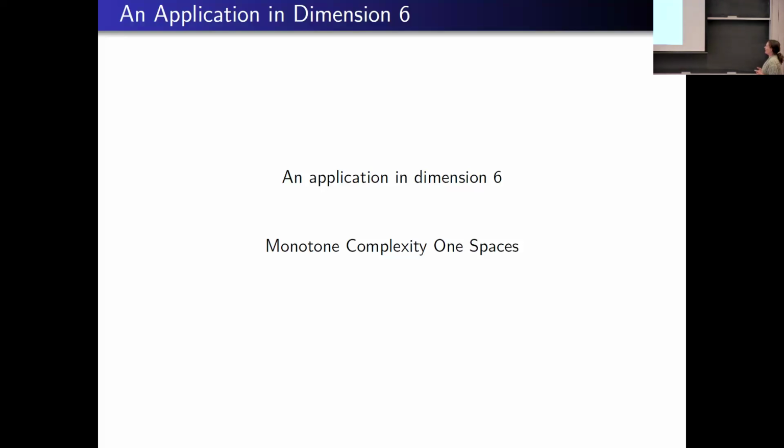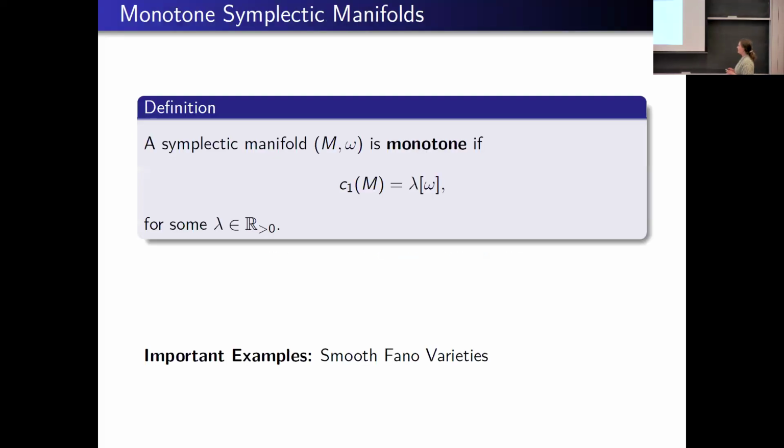I would also like to give an application in dimension 6 for the monotone case. And therefore, I would like to recall a definition. A symplectic manifold is monotone whenever the first Chern class is a multiple of the class given by the symplectic form. And there are many different definitions in the literature, but here I would say monotone, I'm still assuming that this lambda is greater than 0. And important examples of these monotone manifolds are the so-called smooth Fano varieties. So they're very important.